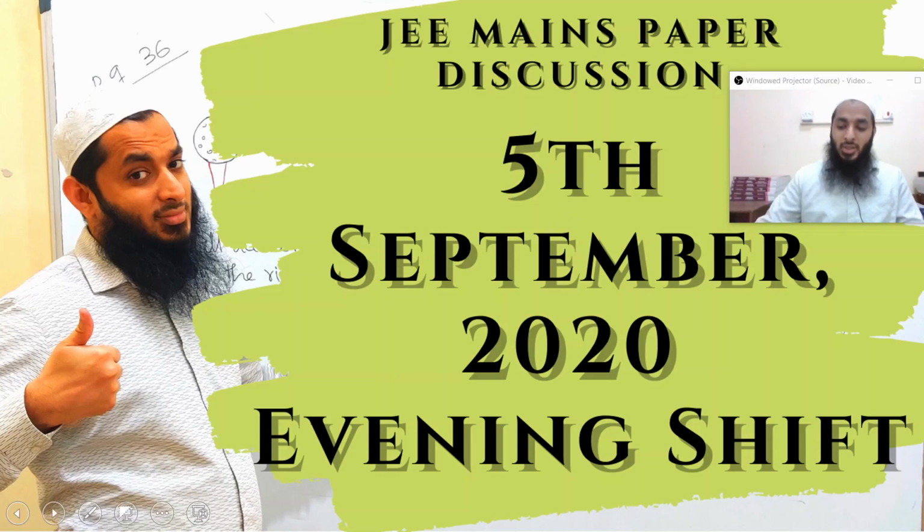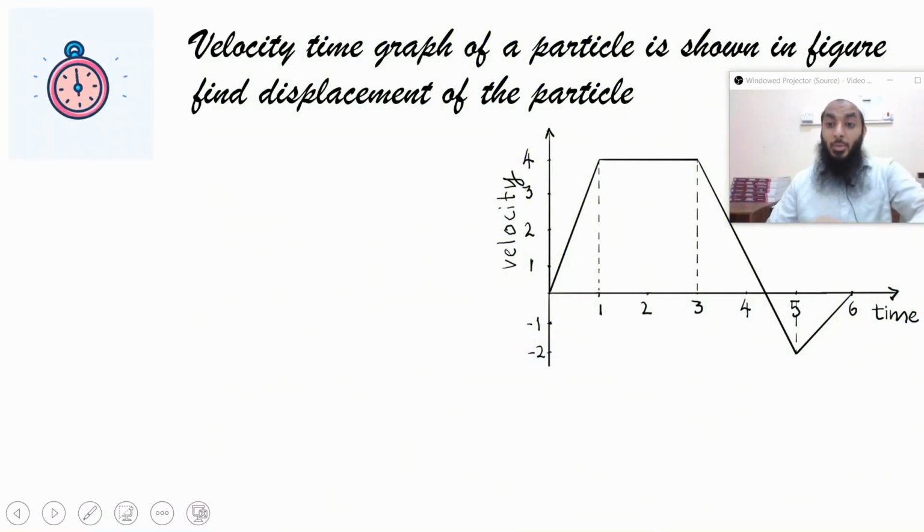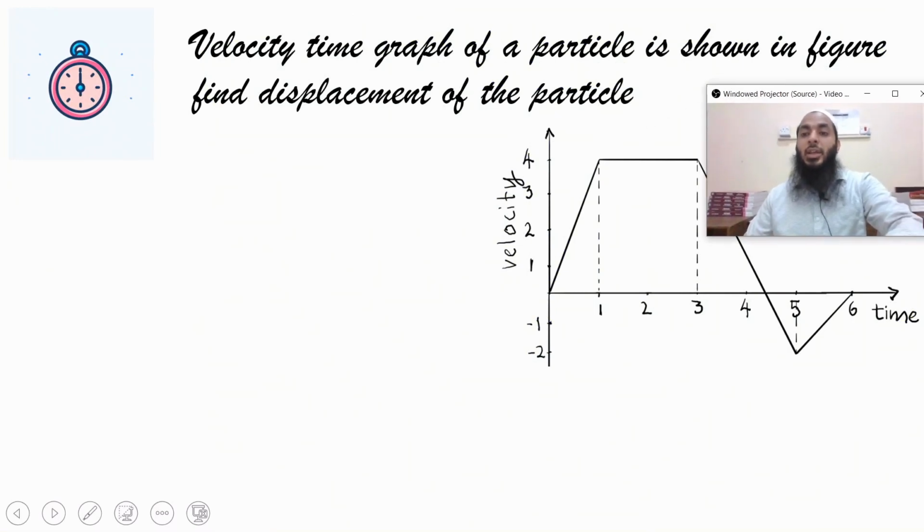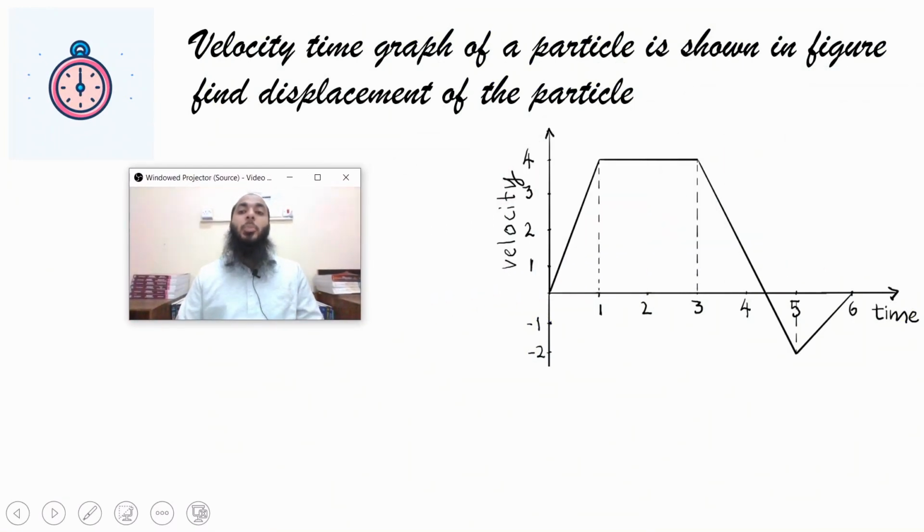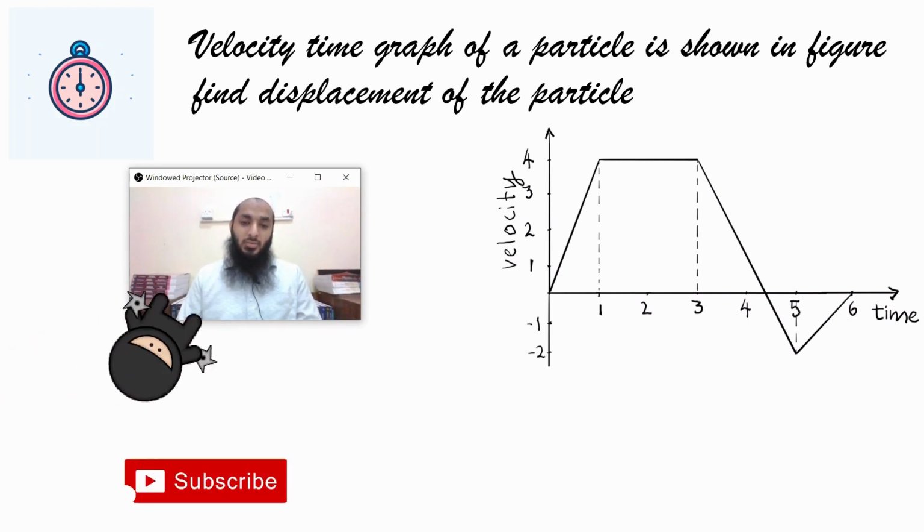So the first question that we have here is from Kinematics. Here they say a velocity time graph of a particle is shown in the figure. Find the displacement of the particle. So from a velocity time graph, how to find displacement or distance? You just have to find the area under the curve.